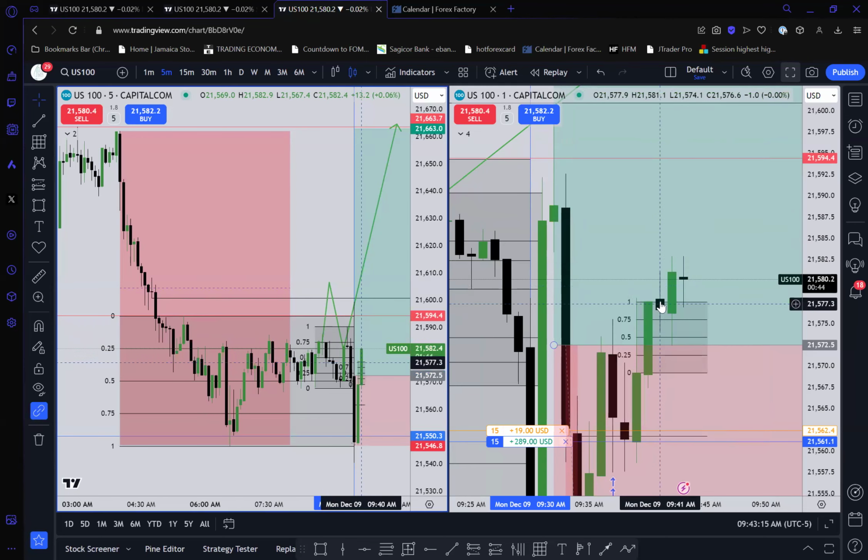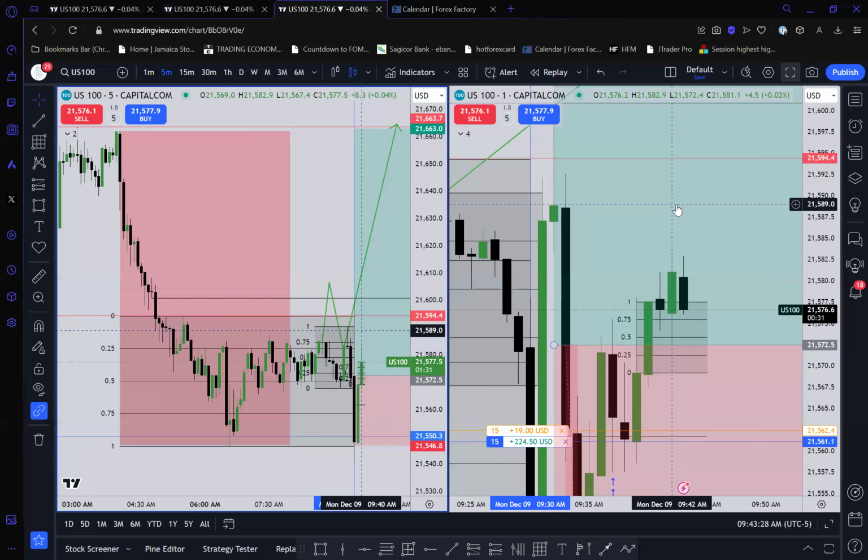Same idea here. Wick, body through, the wick's through. You want to see that immediate push. Immediate push. About 30 seconds left in the candle. That's a lot of time.